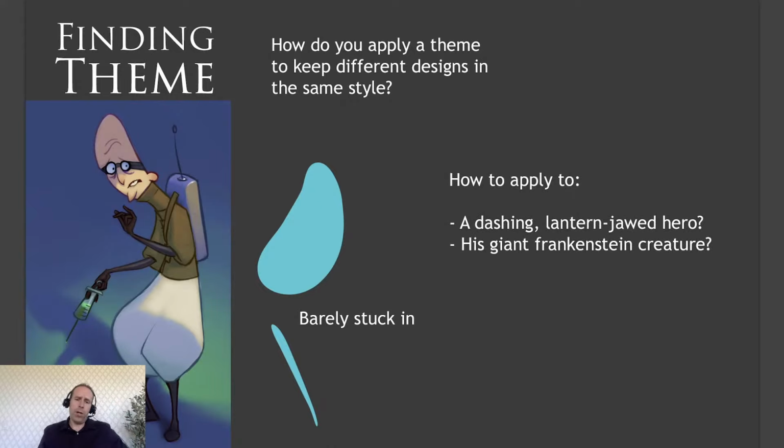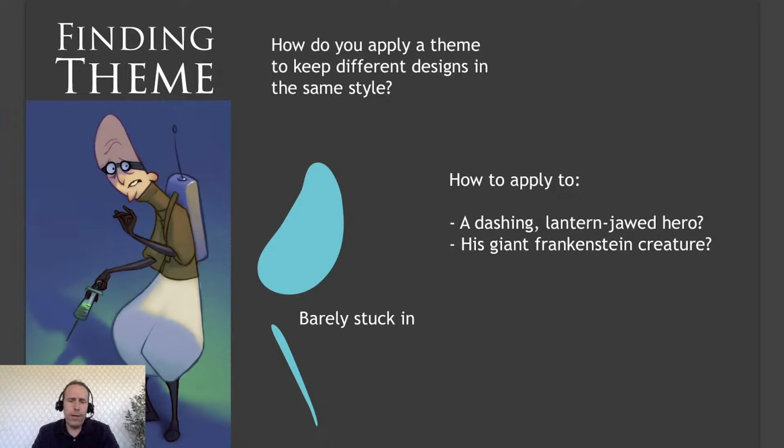So here's our problem, and I just want to show you why we need to discover those things. Now we've got this, and we want to throw another character into this world. We're going to say, this is the dashing lantern-jawed hero. How do we apply these ideas to a dashing lantern-jawed hero without having it fight against the fact that they're a hero and make the design process more difficult?